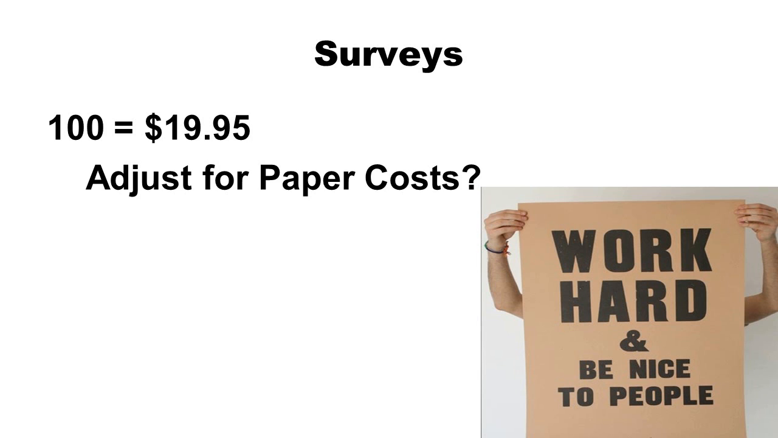Okay, now say you had the prices from 10 of your competitors for something, and the average was $19.95, just like you would find in a survey result. Well, now say the customer wants to use more expensive paper or less expensive paper. How do you adjust for paper costs?